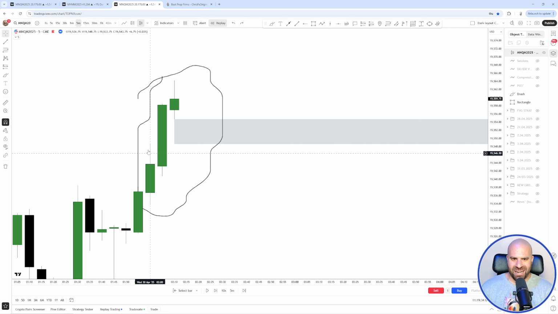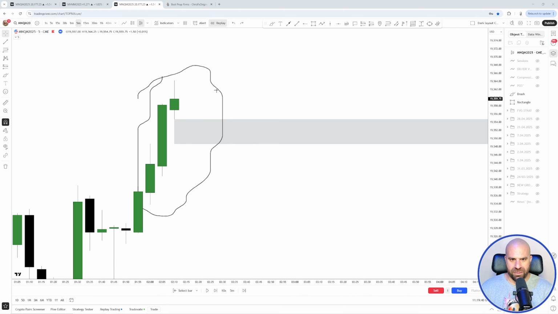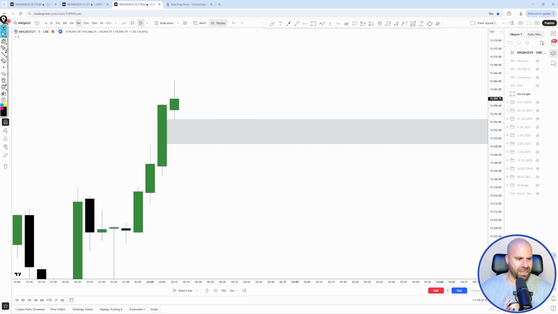Does candlestick number 1 have a wick above? And I can go ahead, guys, and show it a little bit better so that you will be able to see it more clearly. So I will go ahead and use the Epic Pen. We have candlestick number 1. I need to make it a little bit larger. We have candlestick number 1, candlestick number 2, and candlestick number 3 that create this fair value gap.